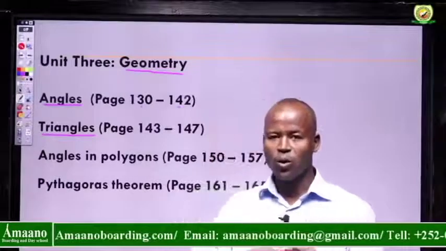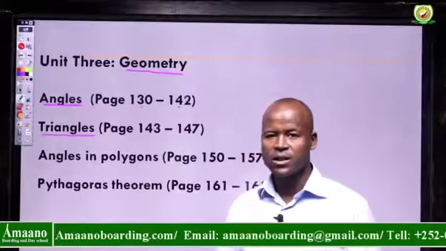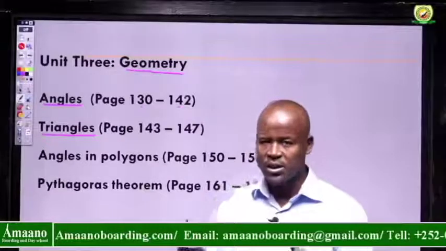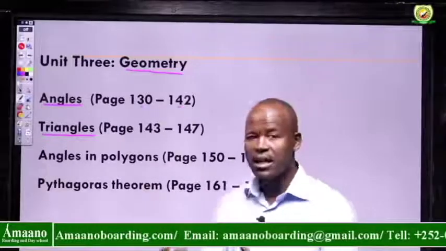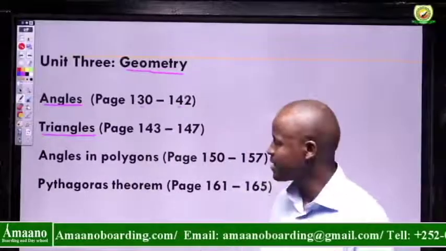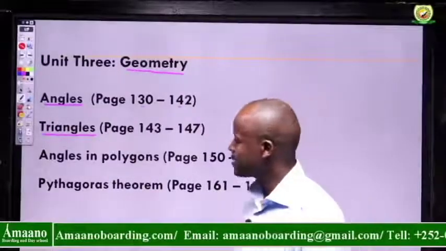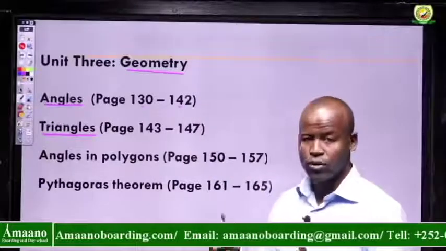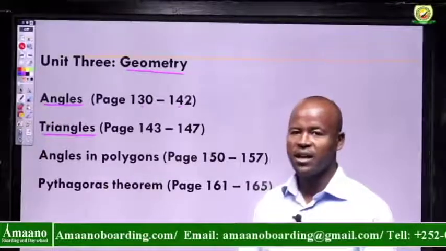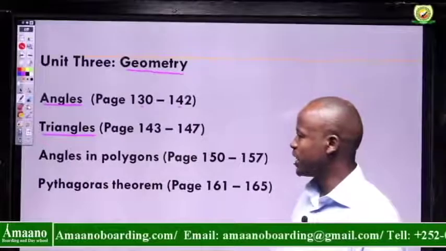Scalene triangle means all the 3 sides are different in length or side length, and isosceles, 2 of the 3 sides are equal in length, and equilateral means all the 3 sides are equal in length. So triangles are classified as a scalene, isosceles, and equilateral triangle based on the side length, and based on the degree measure of the interior angles, triangles are classified as right angled triangle, obtuse angled triangle, acute angled triangle, and equiangular. So these are based on the degree measure of the interior angles of a given triangle.